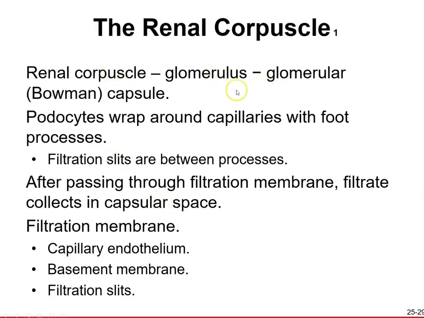Again, the renal corpuscle is two things: the glomerulus and the Bowman's capsule. You have these podocytes, which are small cells that wrap around the capillaries of the glomerulus with their foot processes, and basically they have filtration slits between the processes. After passing through the filtration membrane, filtrate collects in the capsular space. Again, you have this filtration membrane: the capillary endothelium and basement membrane.